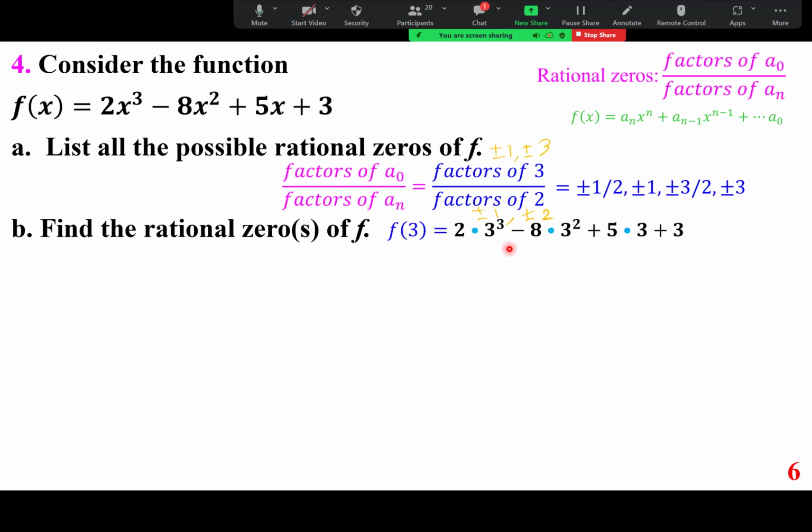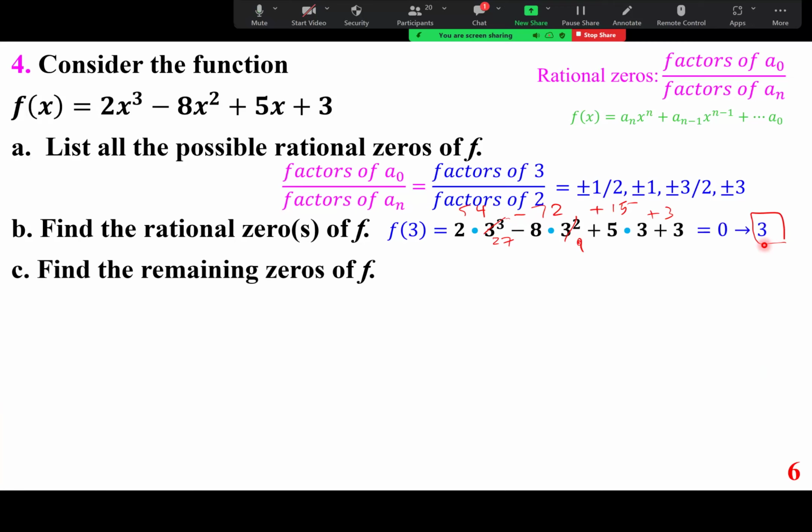You get 2 times 3 cubed. It's 54. 3 squared is 9. Minus 72. Plus 15 and plus 3. They end up with 0. So that means 3 is a 0. That means the function has a factor of x minus 3. To find the remaining zeros of f, we divide this by x minus 3.